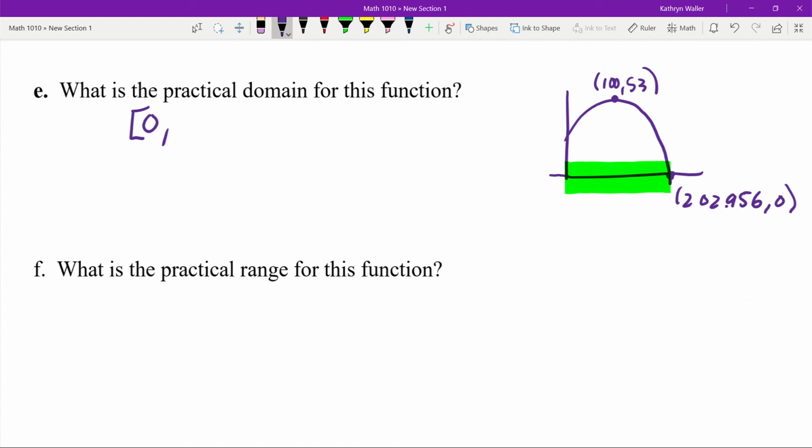What's the biggest that X can get? Everybody talk to me. 202.956. Yep.